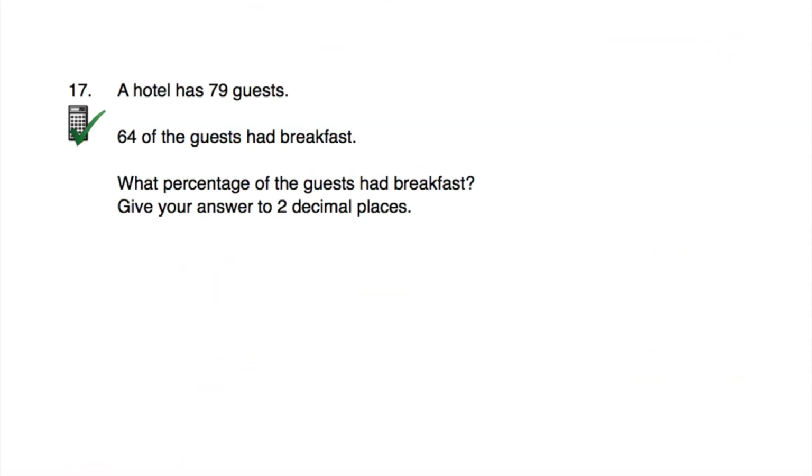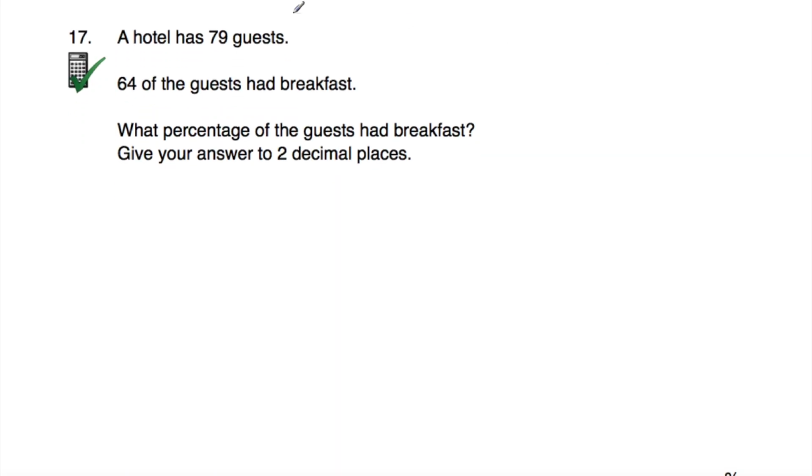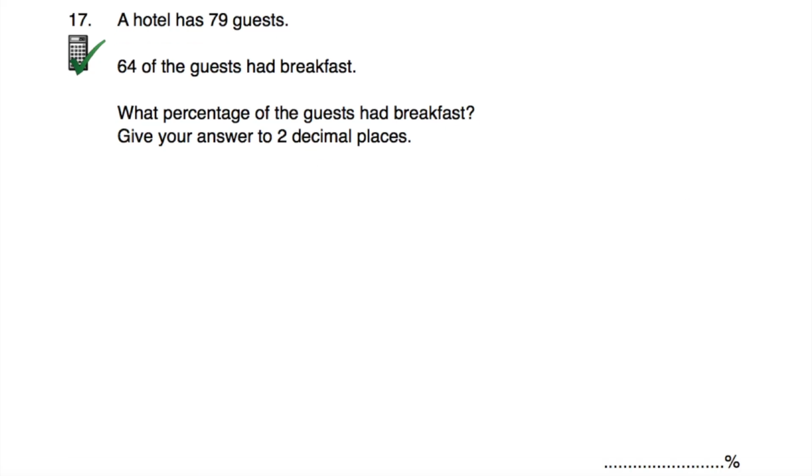Okay, let's look at our next question, number 17. So question number 17 is a calculator question, and it says that a hotel had 79 guests and 64 of the guests had breakfast. And we're asked what percentage of the guests had breakfast and to give our answer to 2 decimal places. Okay, so let's write down the fraction of the guests that had breakfast.